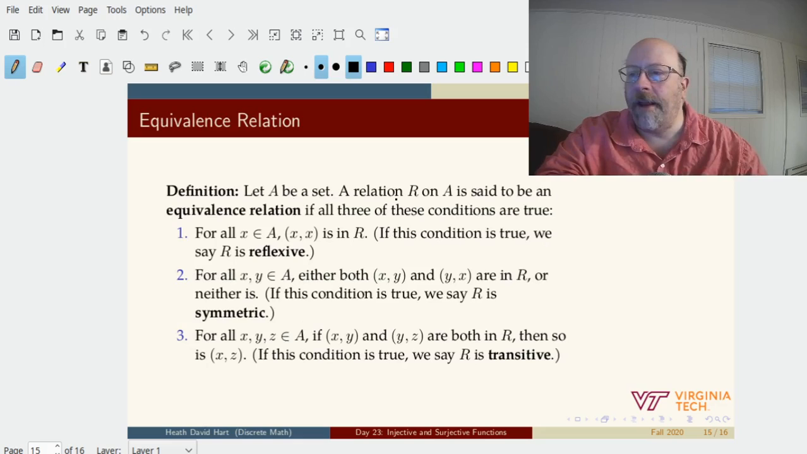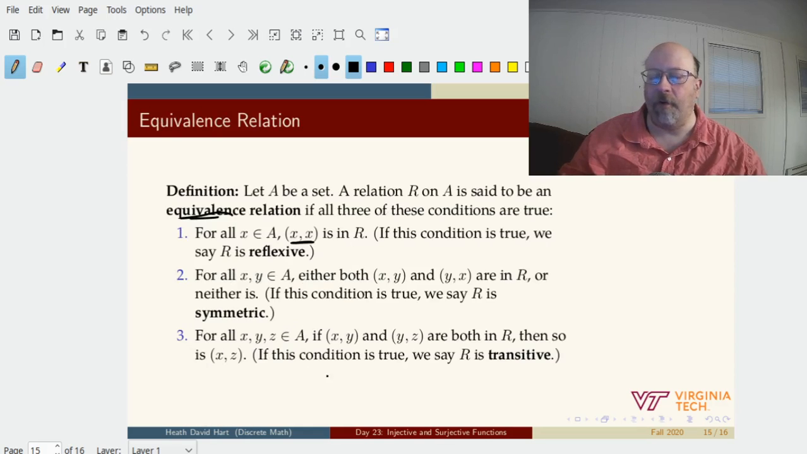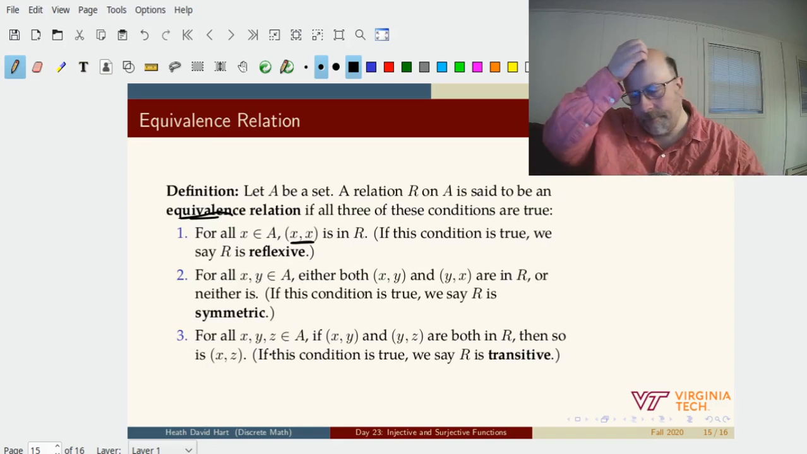All right, let A be a set. We have a relation on A that's said to be an equivalence relation if all three of these conditions are true. (x, x) is always in R. If I go back to this incidence matrix, it means that the entire diagonal is found in the relation. This is not an equivalence relation because I have some zeros along the diagonal. Okay?